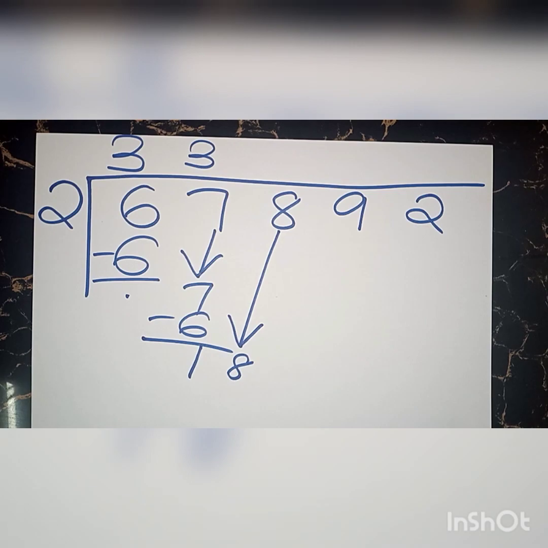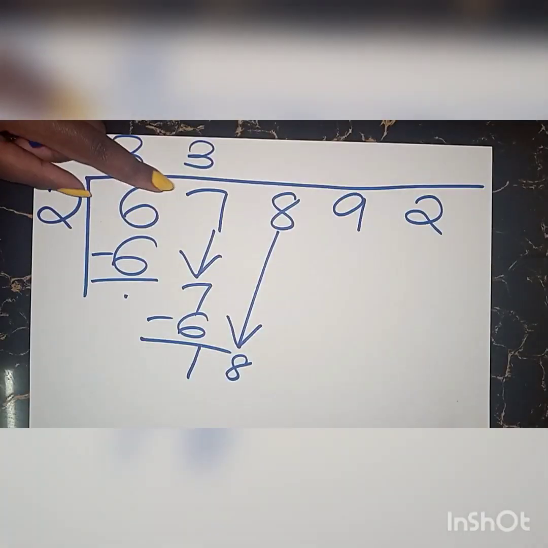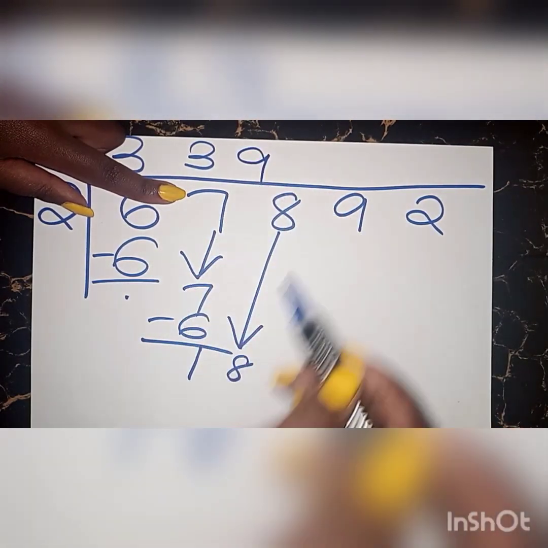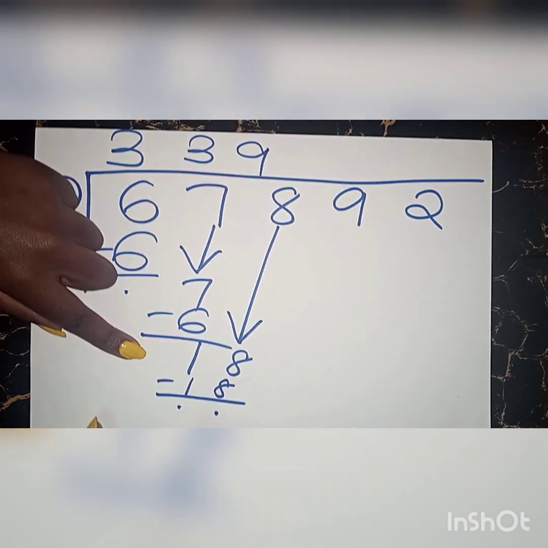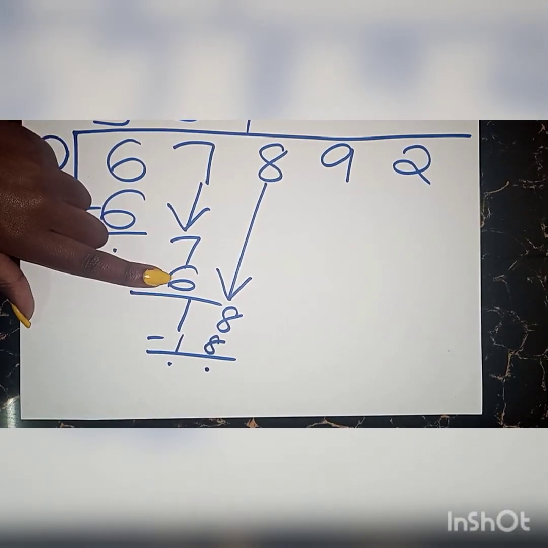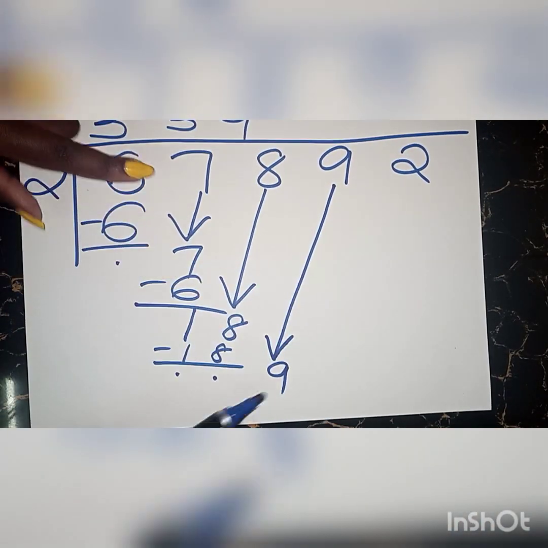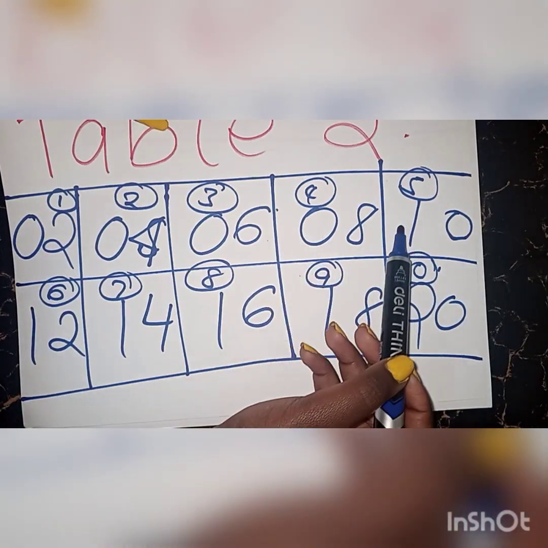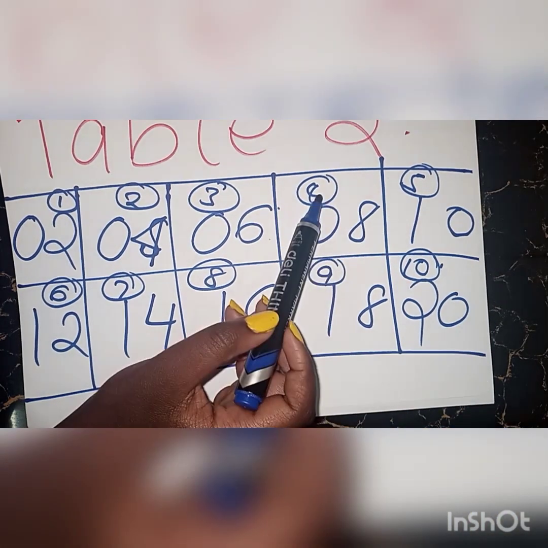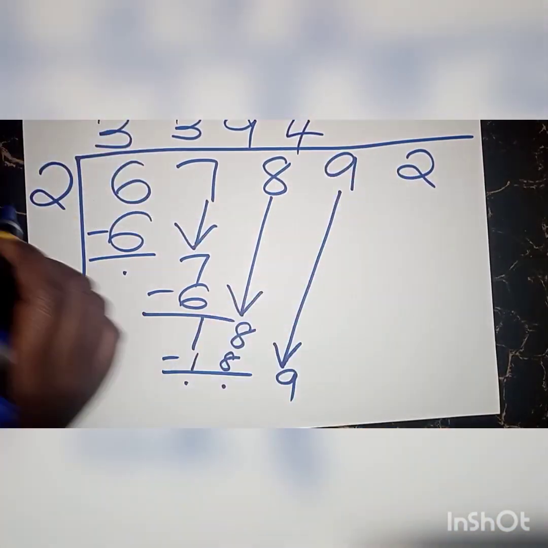18 divided by 2 is? 18 is here. 9. So 9 times 2 is 18. 18 minus 18 is 0. Are we together? The next step will be to drop the 9. When you drop 9, what do you write here? 9 is in between 8 and 10. So we'll go with 8. So we'll write 4 here, because 4 times 2 is 8.